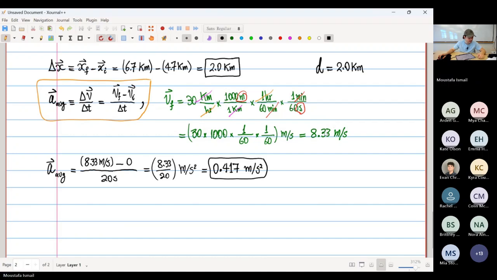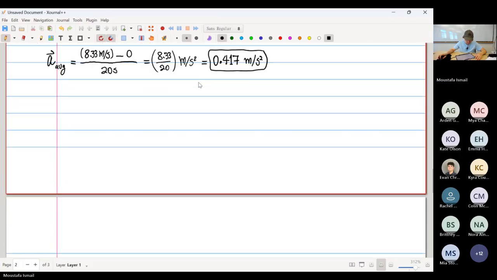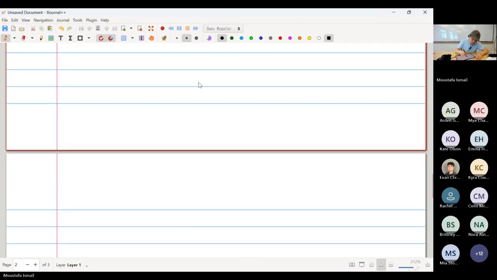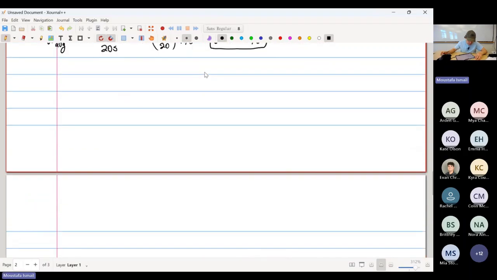Okay. Let's see. Let's take another example. Just reverse the direction. So what did I call this? Okay, let's call this example 1. The other one is example 2.